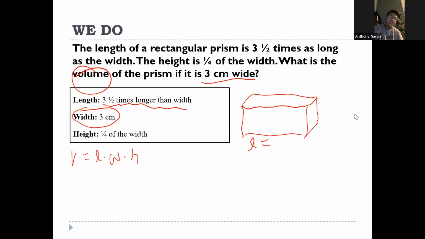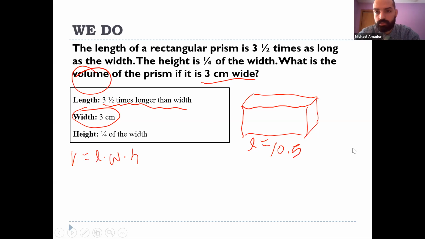Alexa, what is 3.5 times 3? 3.5 times 3 is 10.5. The answer is 10.5. Okay. So our length is actually 10.5. Let's do our height then.